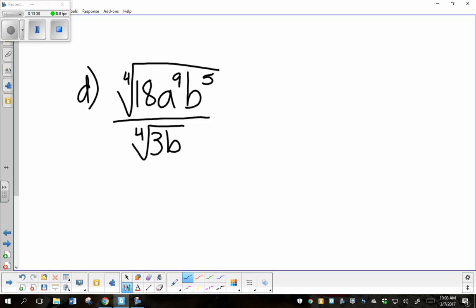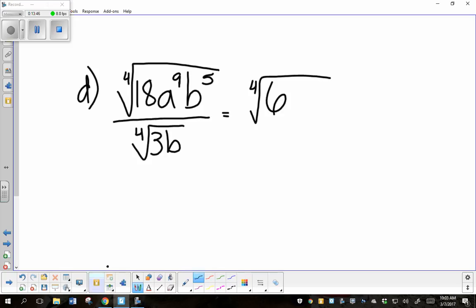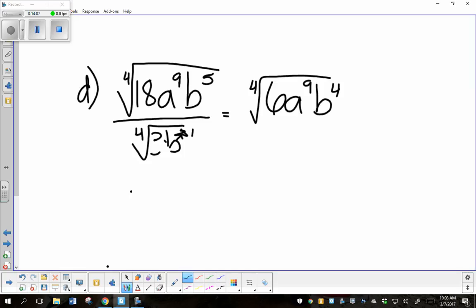So let's go ahead, and since they're both 4th roots, we can divide what's in there. So it's going to still be a 4th root. And now let's divide. What's 18 divided by 3? 6. And then the a to the 9th is just going to stay there, right? Because there's no a's to divide it by. So the a to the 9th stays on top. And then what's b to the 5th divided by b, that's a 1, to the 1? B to the 4, because I was going to say minus. We subtract the top minus bottom. B to the 4th. When dividing bases, we subtract their exponents.